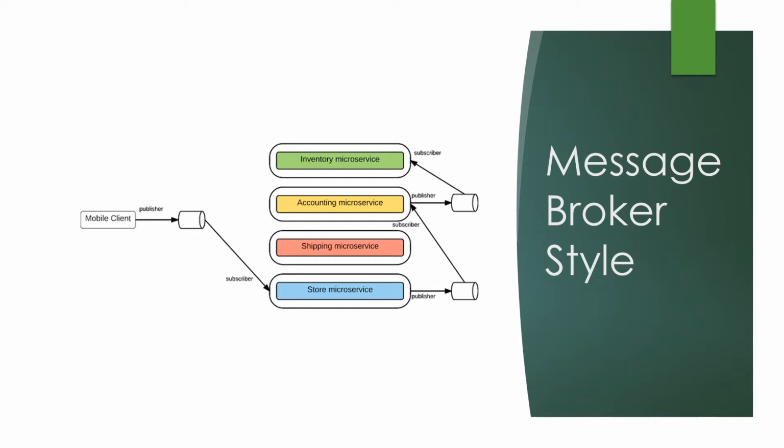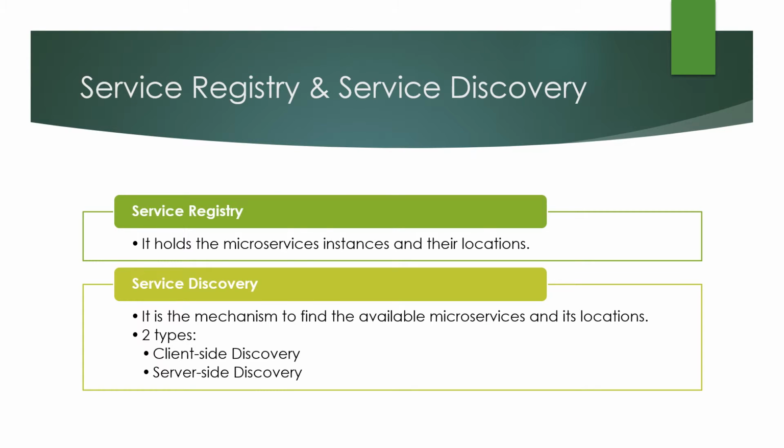This style decouples message producers from message consumers and the intermediate message broker will buffer messages until the consumer is able to process them. Producer microservices are completely unaware of the consumer microservices. The communication between the producers and consumers is facilitated through a message broker which is based on asynchronous messaging standards such as AMQP, MQTT, etc. Now we are going to talk about service registry and service discovery.